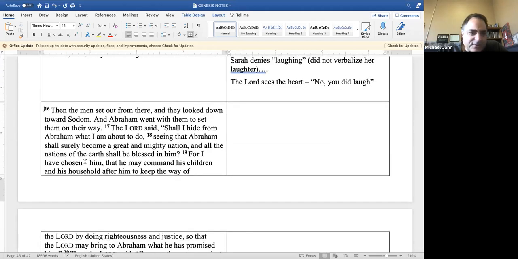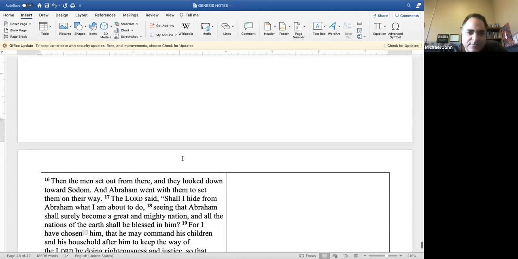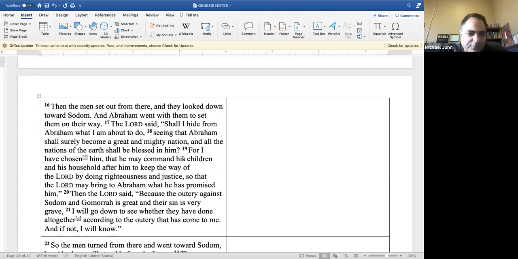And I'm going to just do something here. I'm going to insert a page break so I can get it on one page. That's a little better. So let's pick it up. Rob Roy, would you get 16 to 21? Okay.